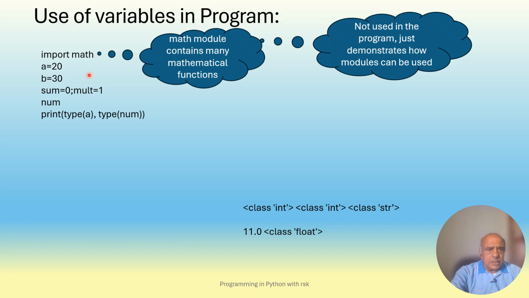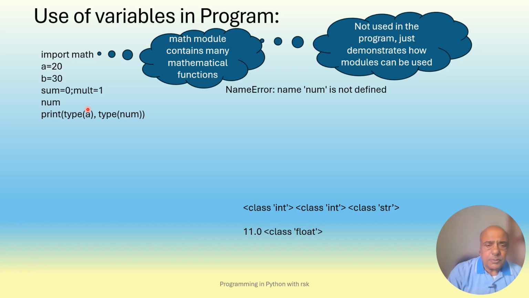Then we have declared a few variables: a, b, sum, mult, num, and then we want to find out what the type of these two variables, a and num, is. When we execute this program, we get an error: name num is not defined. It simply means that when a particular name is declared for a variable in our program, it must be accompanied by its definition also. The reason is very obvious to understand.